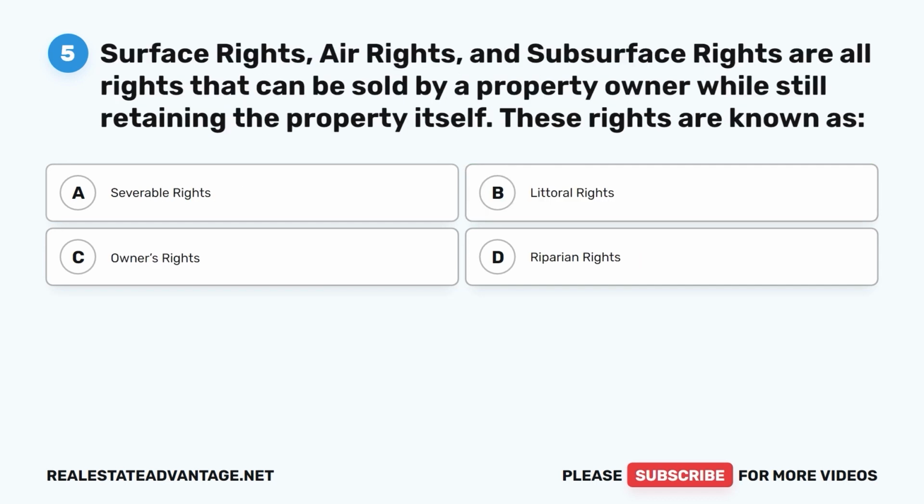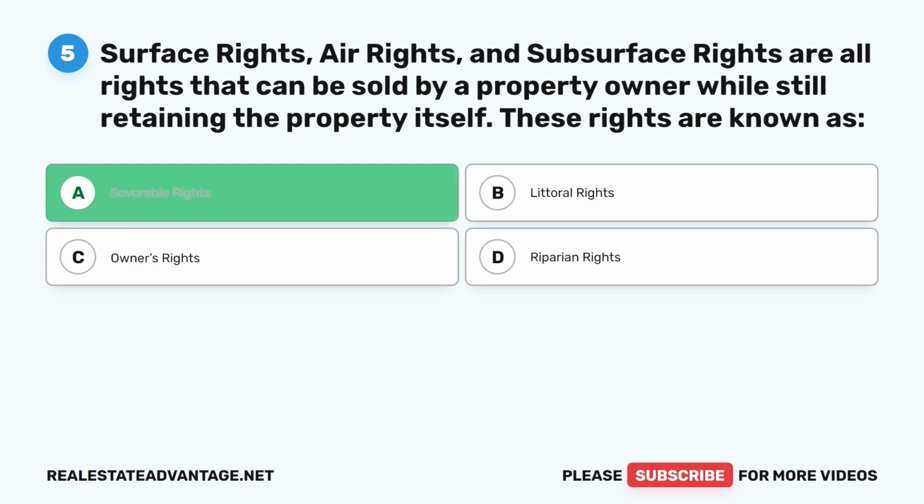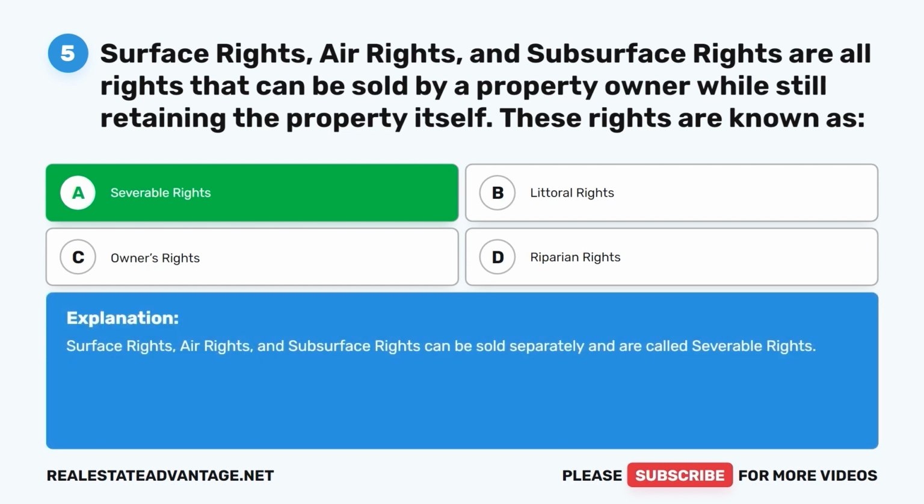Question 5. Surface rights, air rights, and subsurface rights are all rights that can be sold by a property owner while still retaining the property itself. These rights are known as A. Severable rights. B. Literal rights. C. Owner's rights. D. Riparian rights. The correct answer is A. Severable rights. Surface rights, air rights, and subsurface rights can be sold separately and are called severable rights.